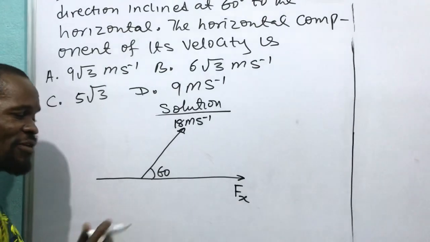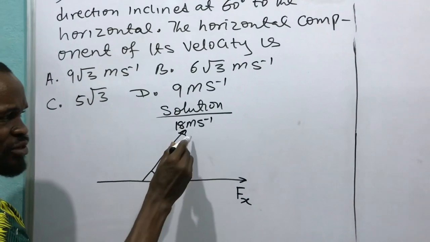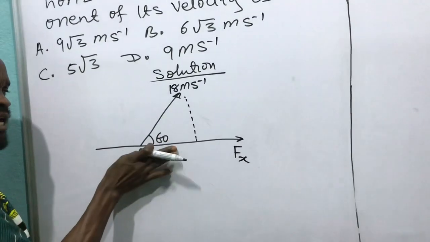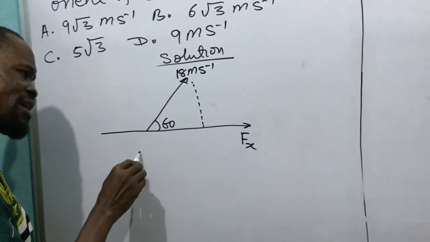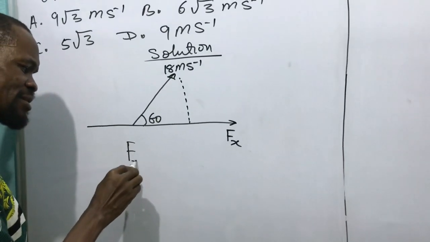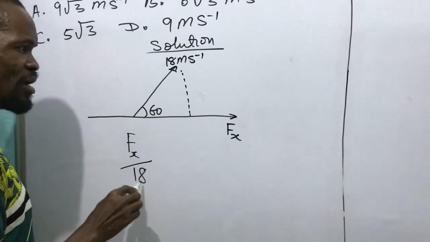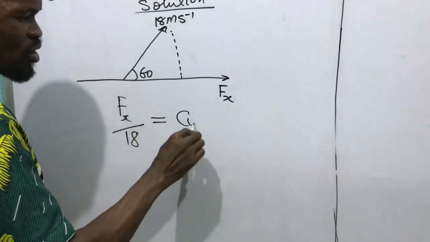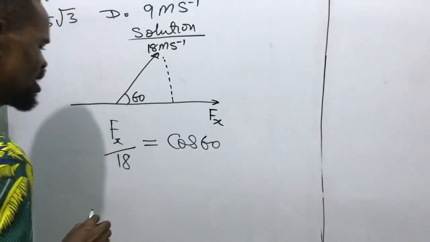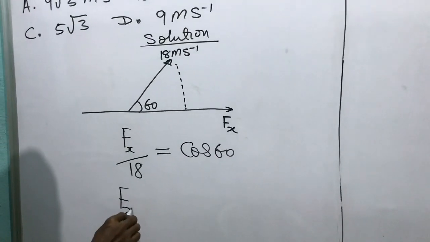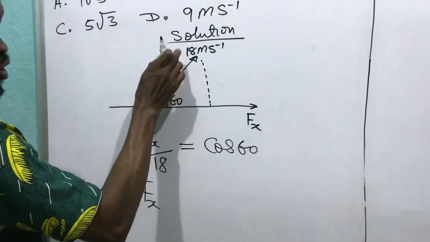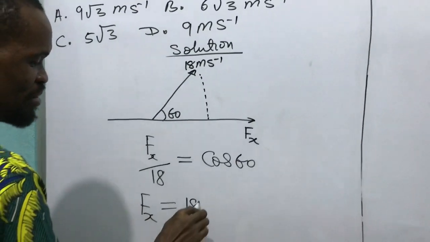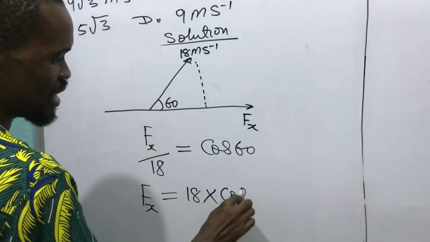When we are talking about Fx, as I told you, if I do it like this, I will have adjacent over hypotenuse. Adjacent, which is Fx, over hypotenuse, which is 18 meters per second, is equal to cos 60. Therefore Fx, the horizontal component of 18 meters per second, is equal to 18 times cos 60.